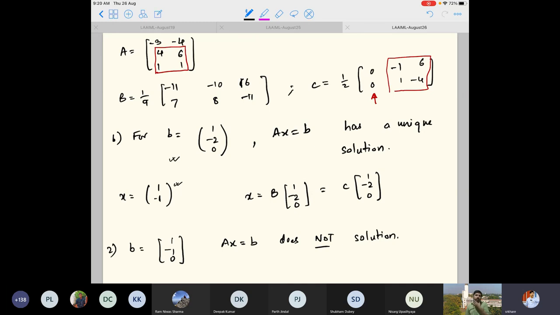So how do you check the solution does not exist? You have a left inverse. You take that left inverse and you multiply it by B. So you will consider it times 1 minus 1, 0, and you see that for this choice of x, you do not satisfy the equation, so you will show that the solution does not exist.